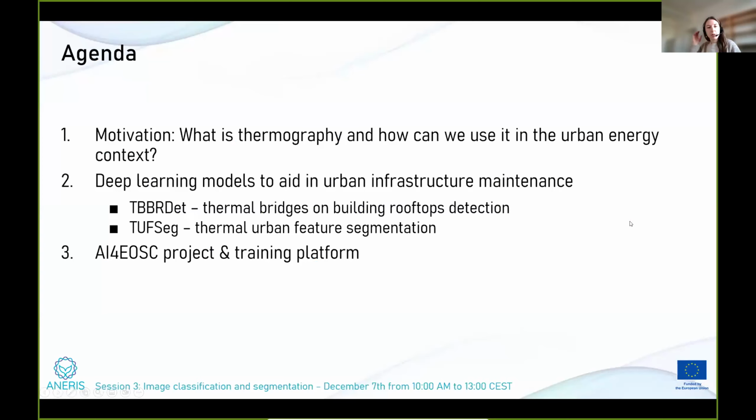So I want to start off with some motivational background. So what is thermography? Because I know that a lot of you come from a different scientific background and how we can use it in the urban energy context. Then I want to just discuss two different models that can aid in urban infrastructure maintenance. One, thermal bridges on building rooftops detection, which a couple of colleagues of mine developed, and then thermal urban feature segmentation, which I've been working on. And then I just want to introduce the AI for EOSC project to you and the training platform that you can use to train your models.